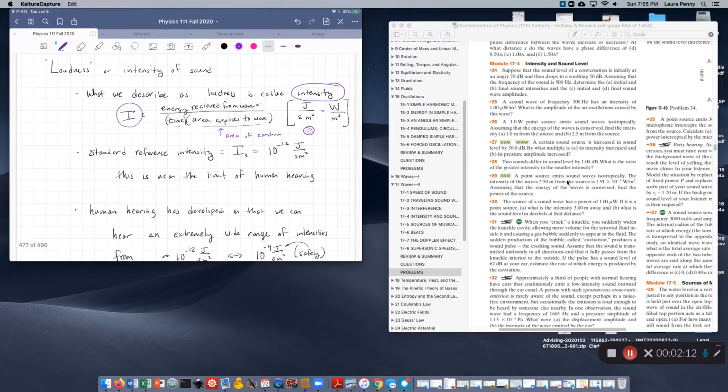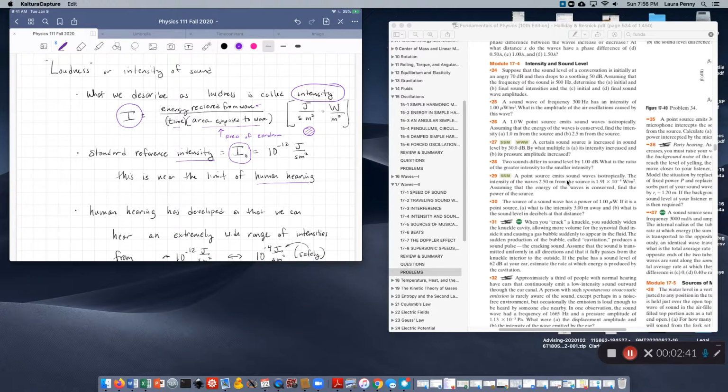We do have a standard reference intensity called I sub naught. This is not an initial intensity. This is just some base intensity, and it is basically near the lower limit of human hearing. Some humans can hear a little bit less. Some humans can't hear that low anymore at all. Your ability to hear soft noises does change as you get older.